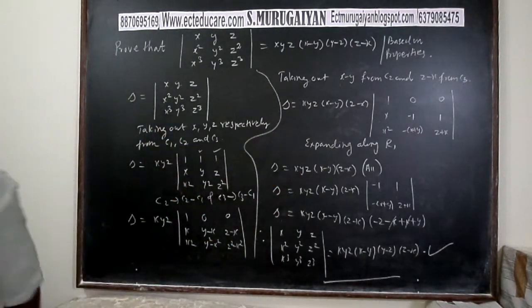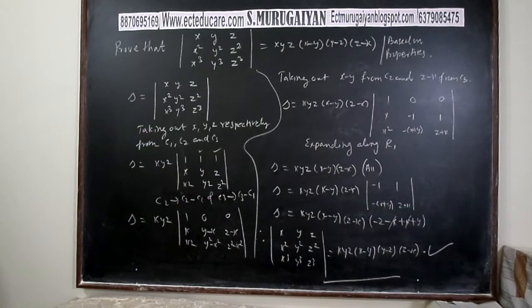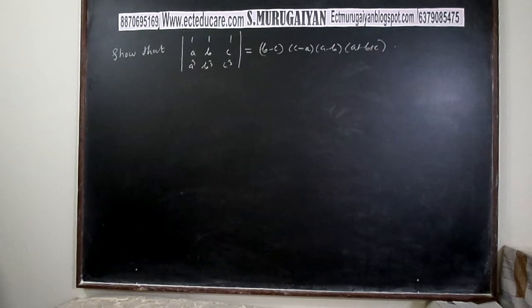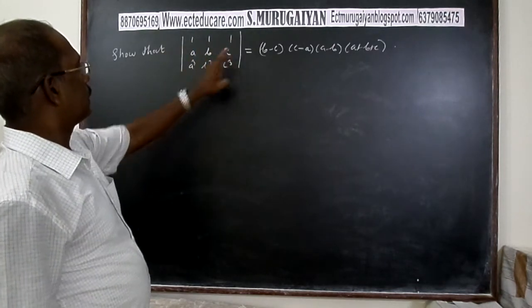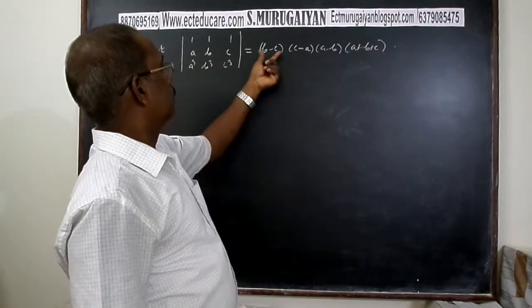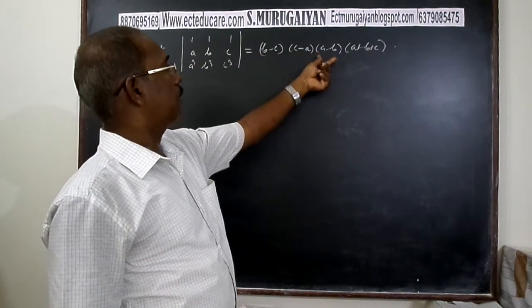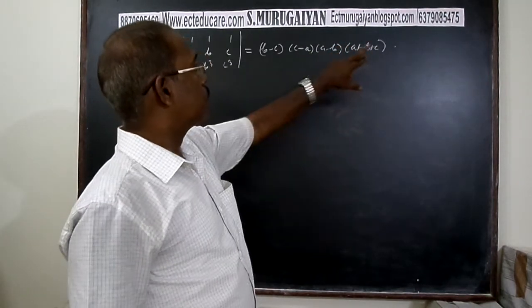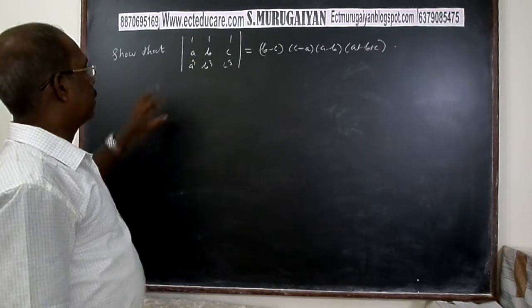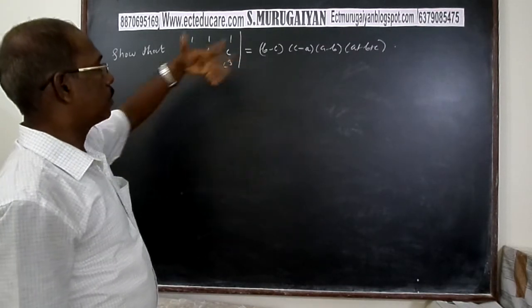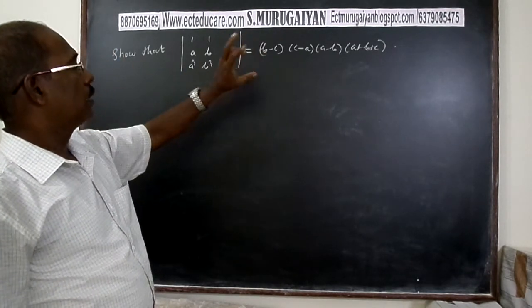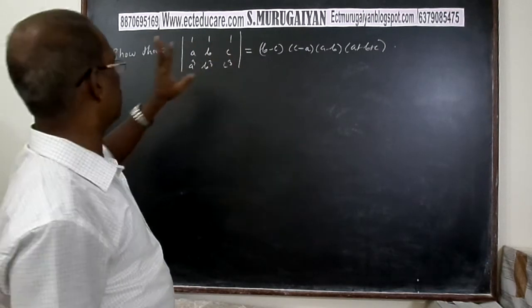Go through it. The next question: the determinant 1, 1, 1; A, B, C; A cube, B cube, C cube is the product of 4 factors, B minus C, C minus A, A minus B and A plus B plus C, using properties of determinant. So dear student, a minimum of 3 properties should be used before expansion. Just remember the concept: before expanding the determinant, at least 3 properties should be used.